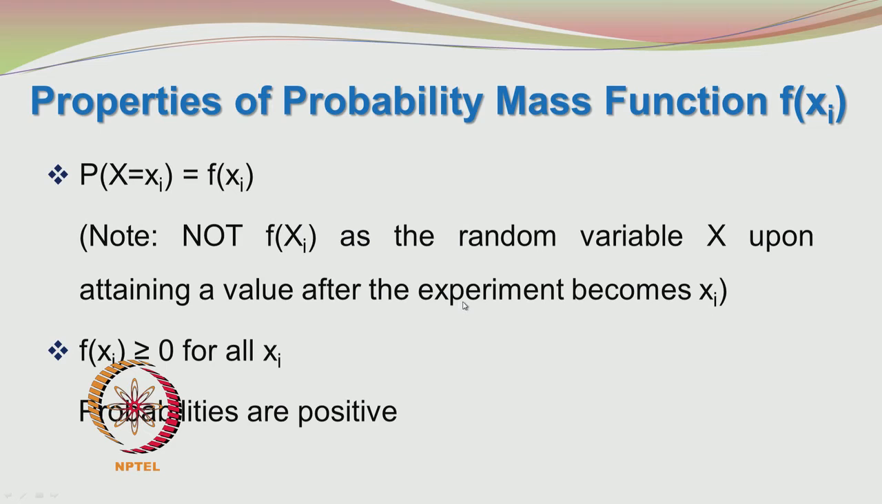When you write down the statements pertaining to statistical calculations, you have to make sure that the terminology and notation you use is correct. You do not have capital Xi, you have only small xi. You have capital X and small xi, but you do not have capital Xi, because once a random variable is assigned a value, it becomes small xi. And as we stated earlier, f of xi should be greater than or equal to 0 for all the possible values of xi. That means that the probability values are all positive.